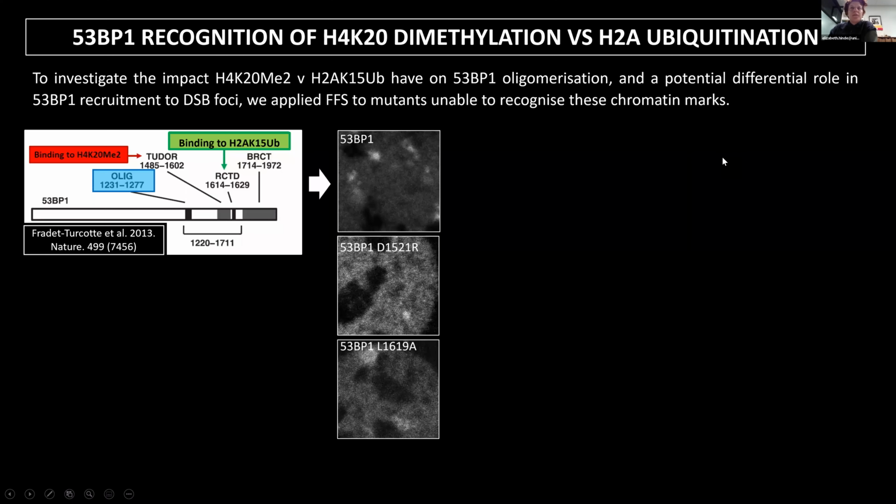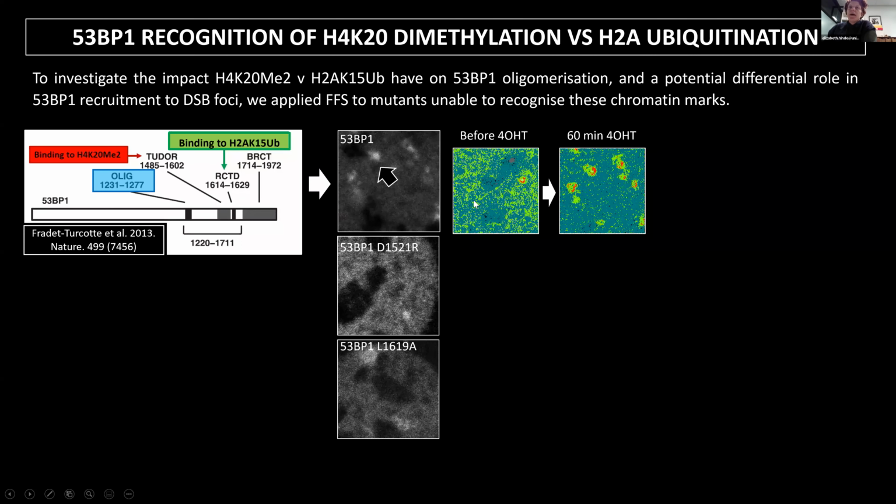So now we have 53BP1 mutants that don't recognize the H4K20 methylation mark versus the H2A K15 ubiquitination mark. And when we do the brightness analysis in the wild type setting, remember we see that there's a 53BP1 dimer population located throughout the nucleoplasm, as highlighted by these light green pixels. And after double-strand break induction, this population redistributes to double-strand break sites, leaving behind a majority monomeric population.